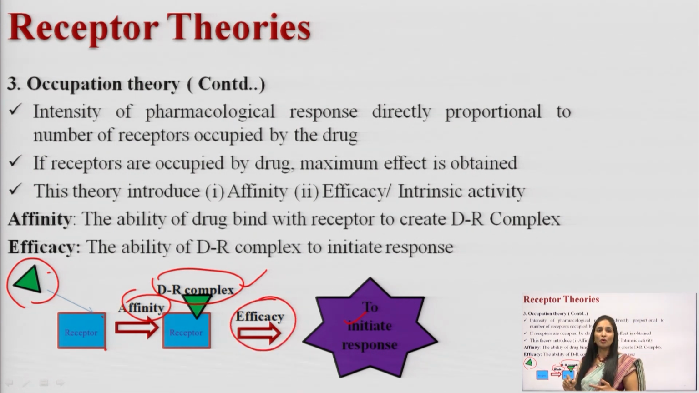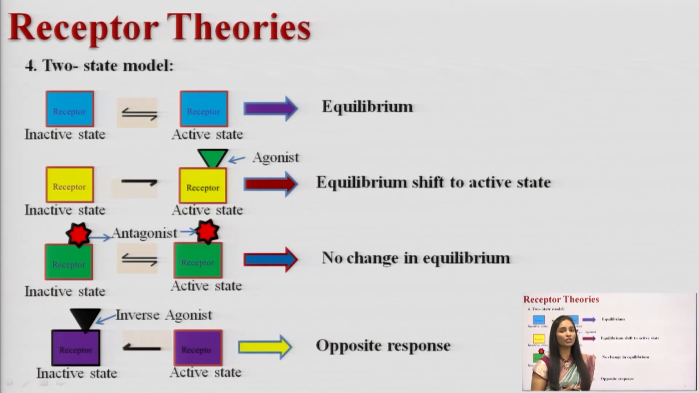The ability of a drug receptor complex to produce or initiate the response is called the efficacy. So, in occupational theory we discussed two terminologies, affinity and efficacy. What is an affinity? The ability of a drug to bind to its receptor to form the drug receptor complex. And what is an efficacy? Initiating the response after complexation of drug and receptor is called efficacy.